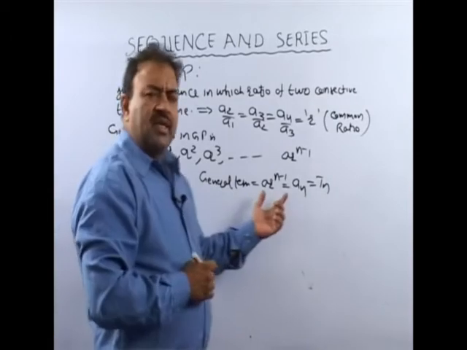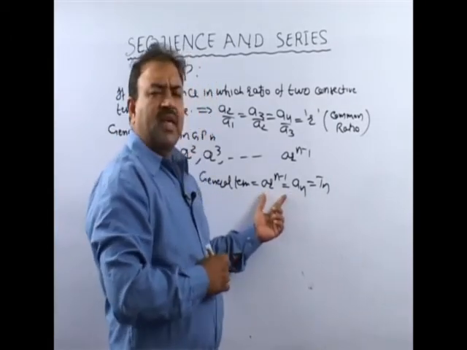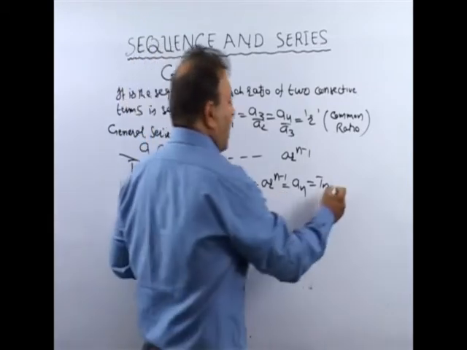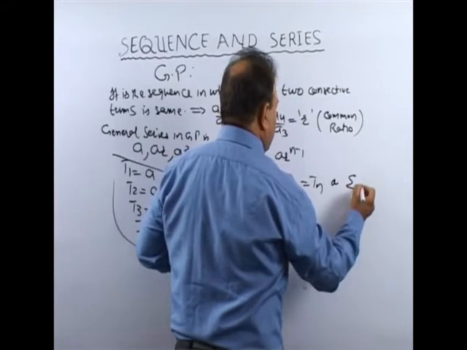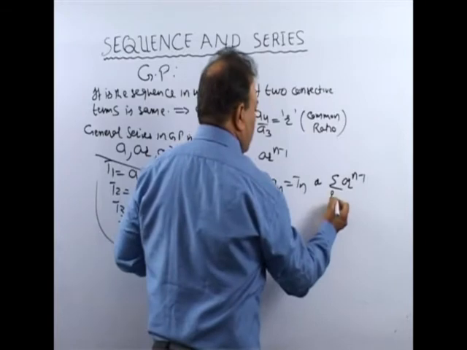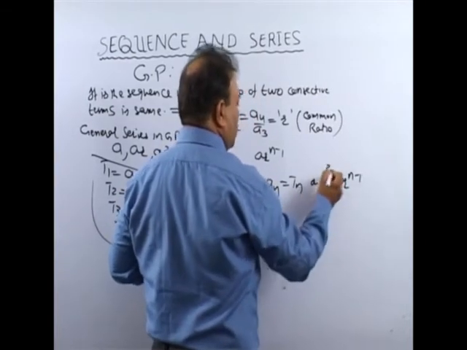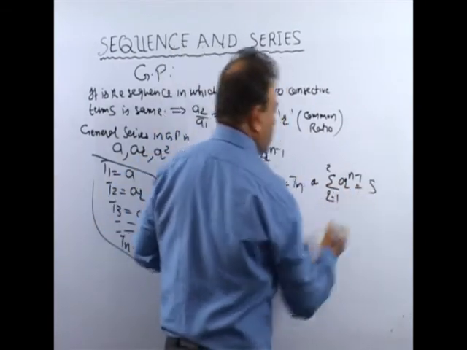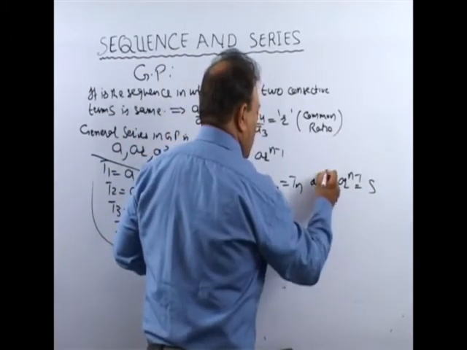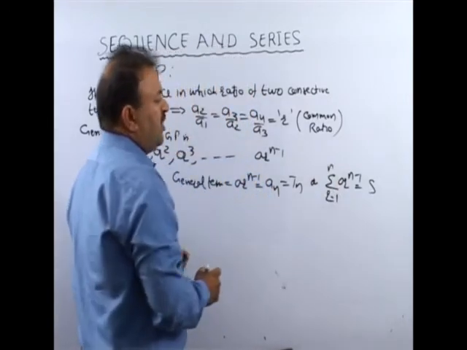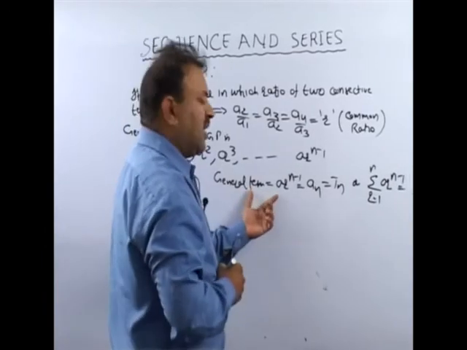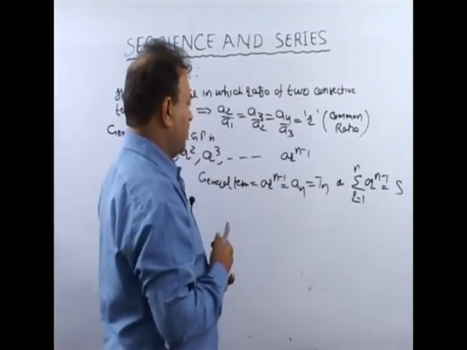We know that if we know the general term, the nth term, we can find out the whole sequence, or it can be written as a summation, AR n minus 1, where r goes from 1 to n. This is called the sum. So the nth term of GP is AR n minus 1.